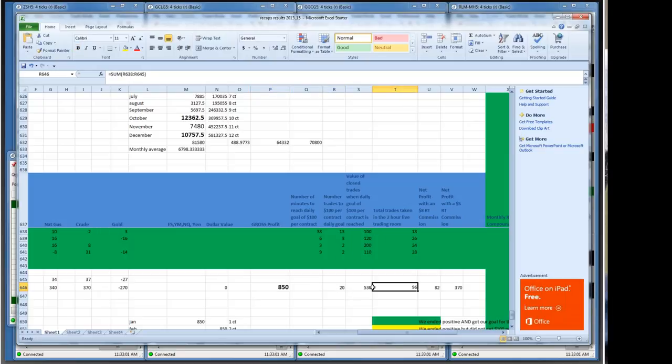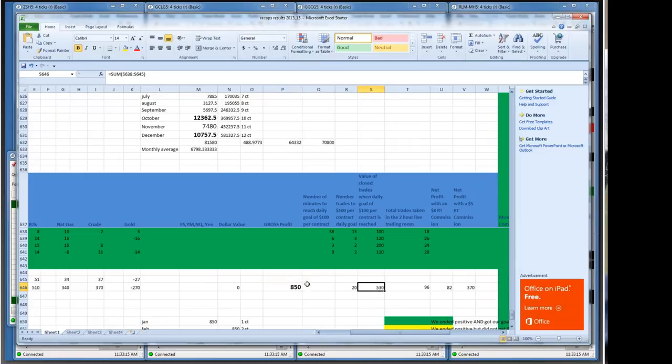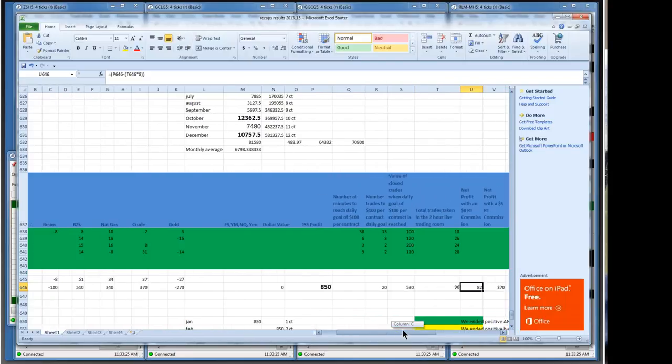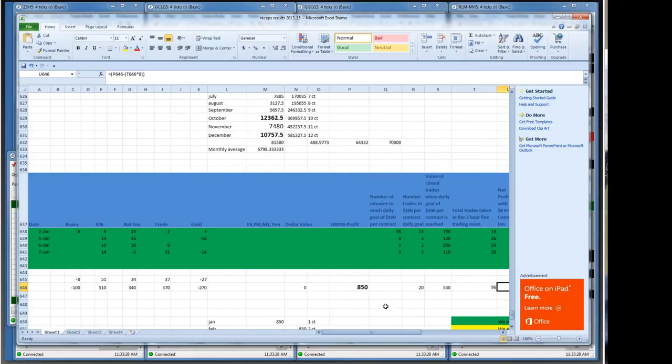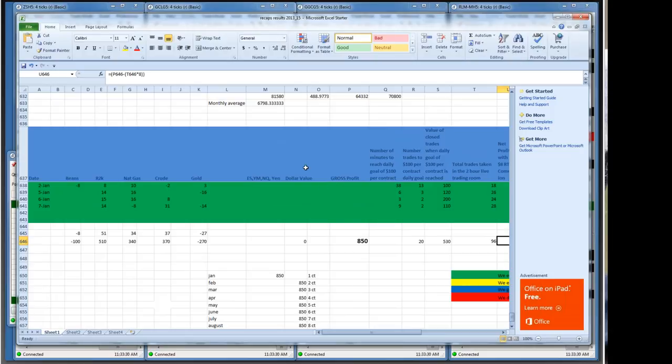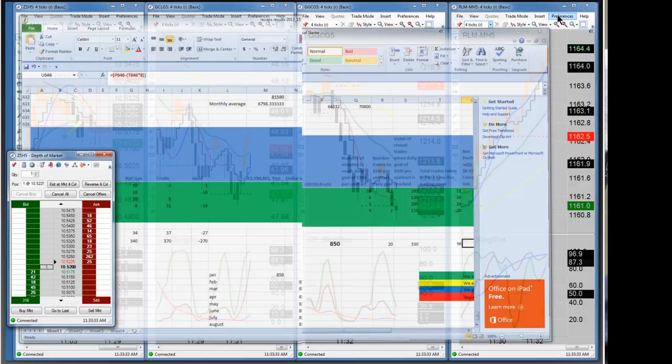So 20 trades, $530 a contract so far this month. Or 96 trades to get to $850 gross. Okay, that's a gross number and this gross number. These are net numbers over here. Right? Those numbers will get a lot bigger by the end of the month. Okay. That's the spreadsheet. Okay, soybeans is back to break even.